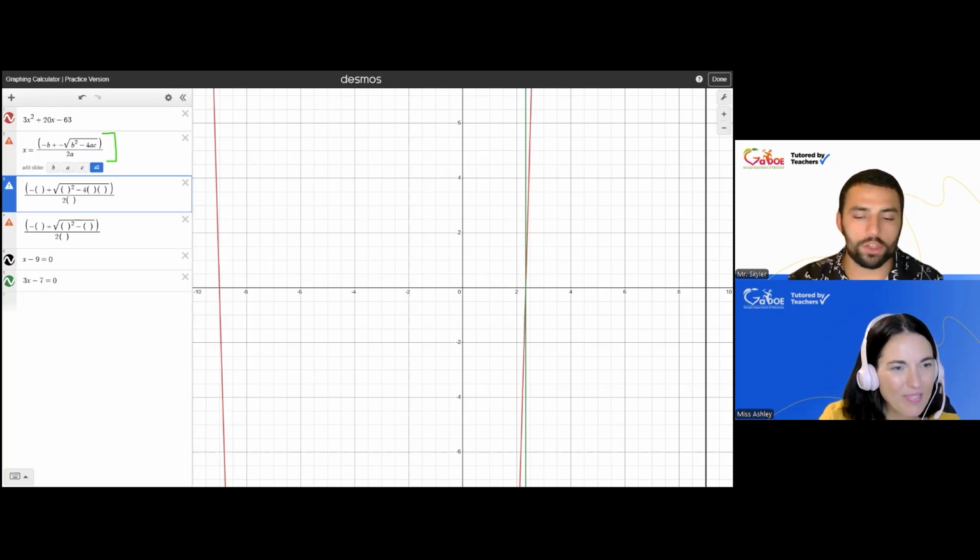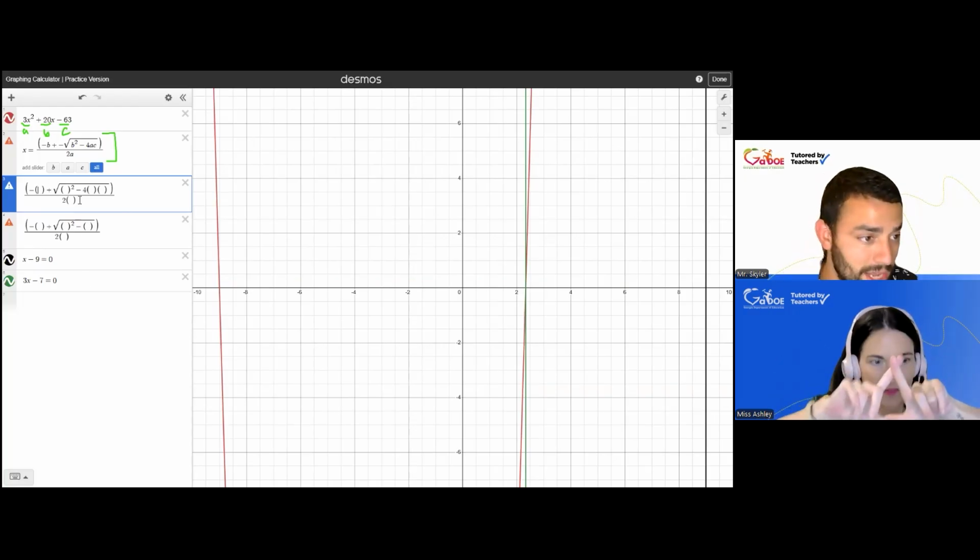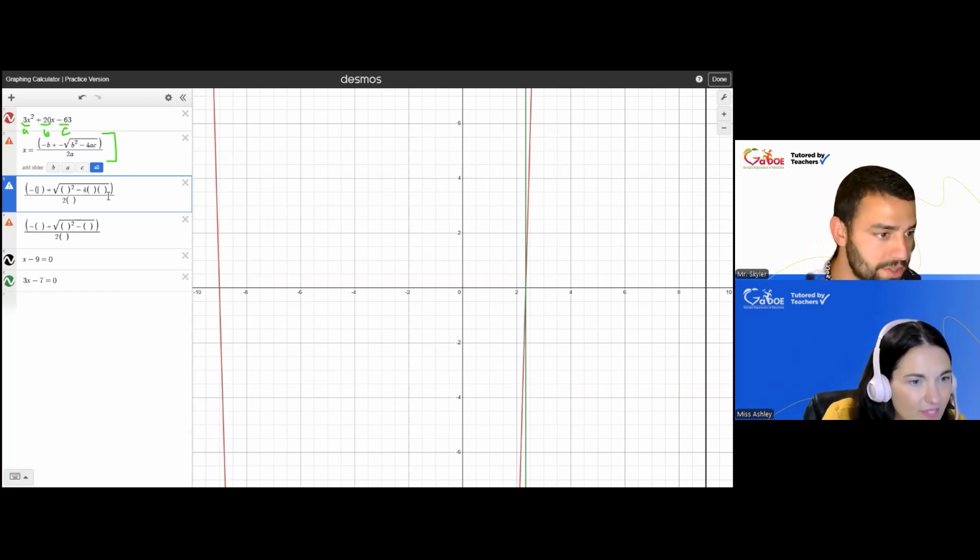Now, what I can do, if you remember that we have an a, a b, and a c: the 3, the coefficient, is the a, the 20 is the b, and the negative 63 is the c. We can actually plug this into our calculator and let it do a lot of the heavy lifting for us. You can put all of the quadratic formula in, and you'll know if you have an error because you'll have a caution sign. I have stuff that's blank, so it's telling me that, hey, Skylar, you're messing this up.